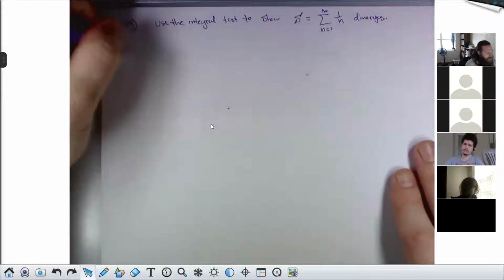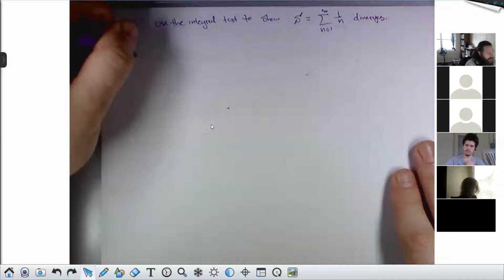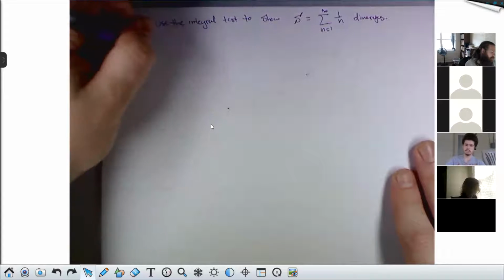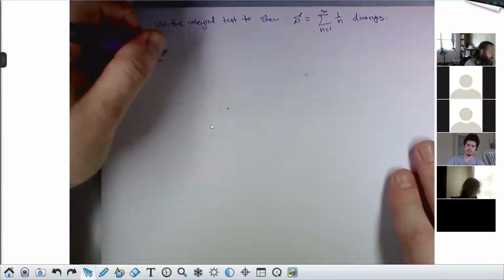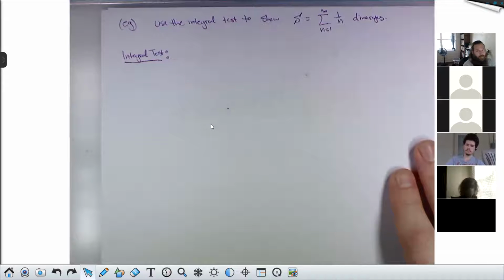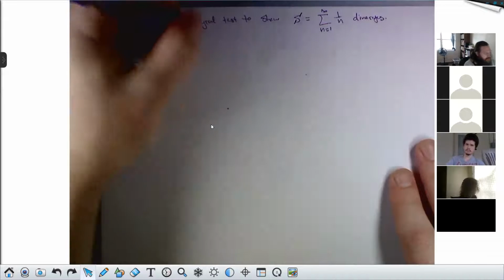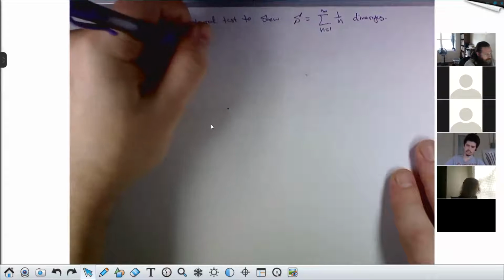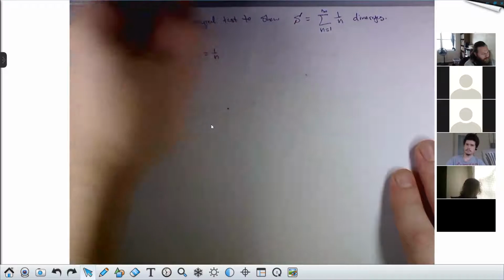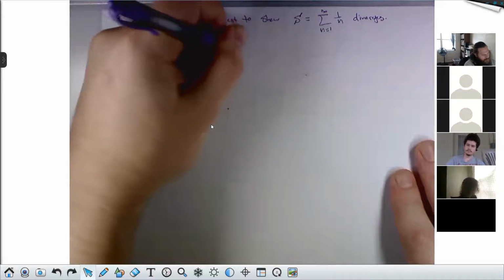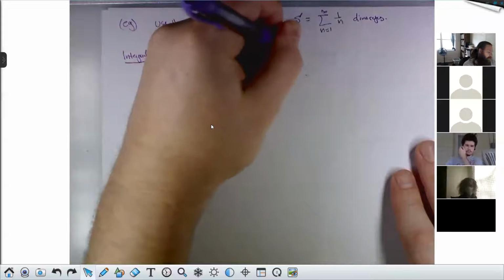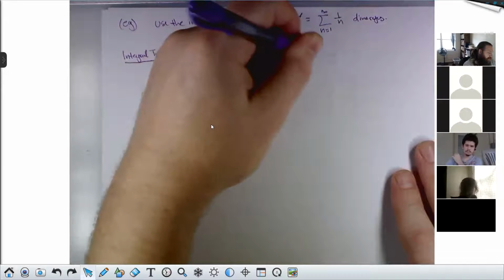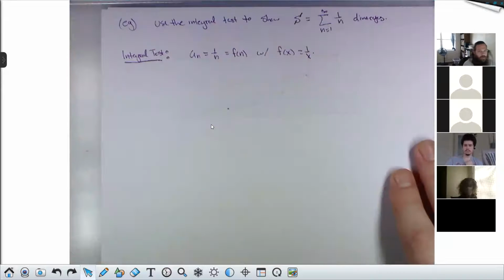So here's what we do. We tell our reader, I'm using the integral test. Always do this, right? Always tell me what test you're using. Then identify the function. a_n equals 1 over n is f of n, where f of x is 1 over x. So my function here, f of x, is 1 over x.